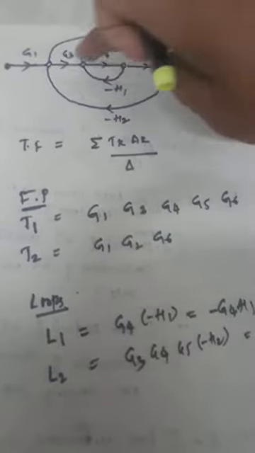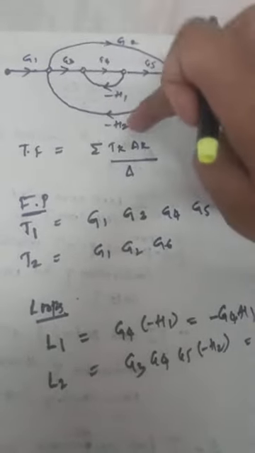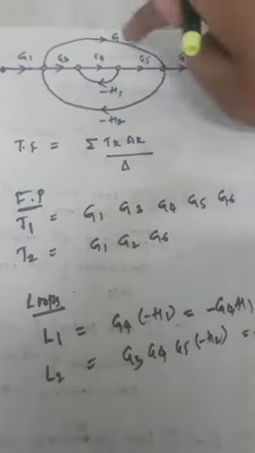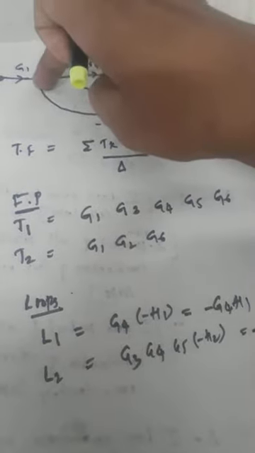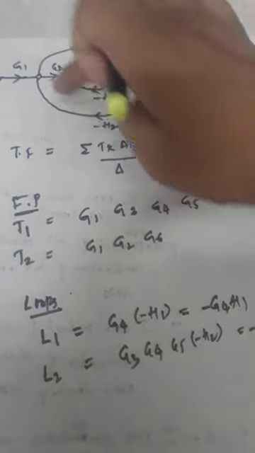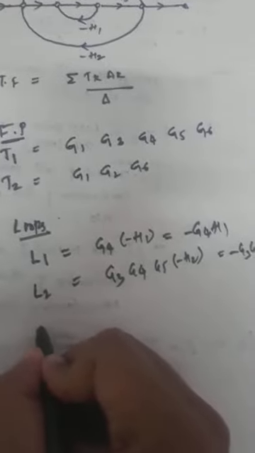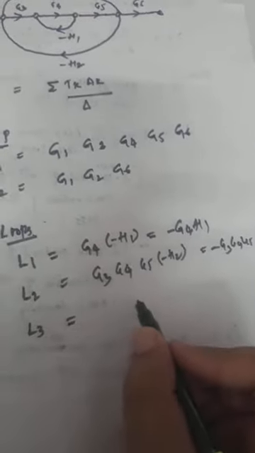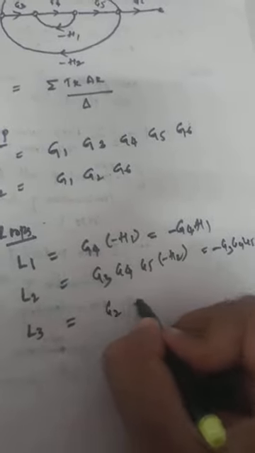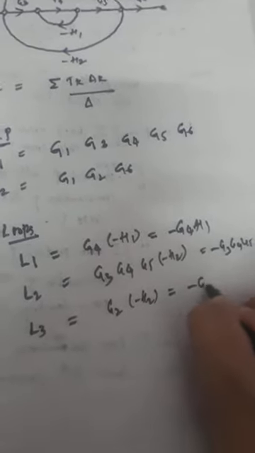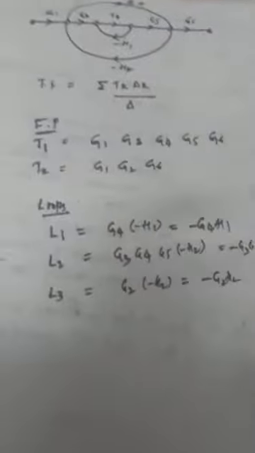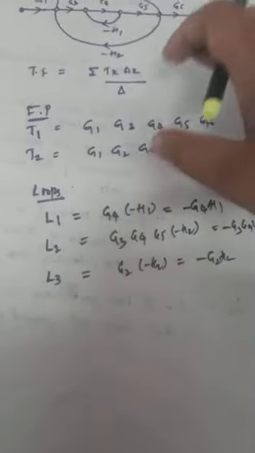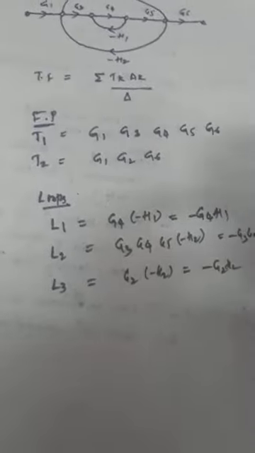Here there is one more possibility of getting a loop, because G2 and S2 form one loop combination here. G2 is starting from the second node and terminating at the same node with the opposite direction. So here I will get one more loop, that is L3. L3 is equal to G2 into minus S2, so directly I can write minus G2 into S2. After this you should again check any other possibility of getting loops. But in this problem you will not get any more loops here.